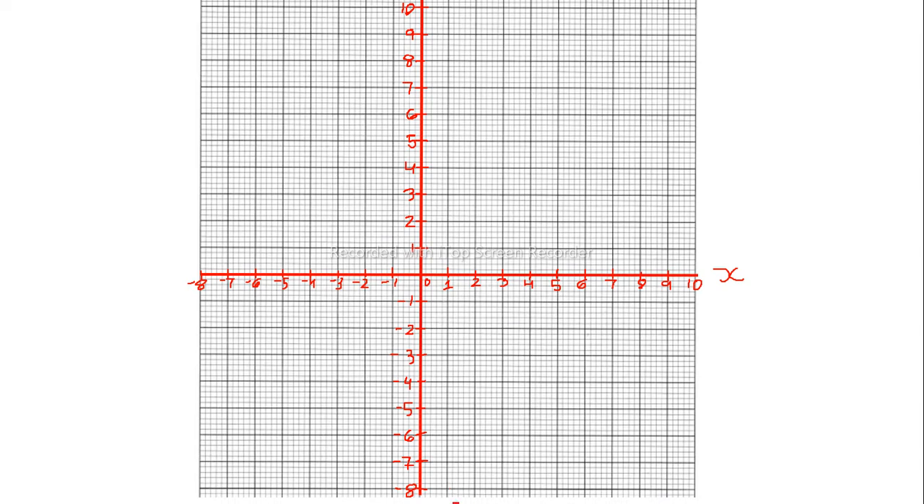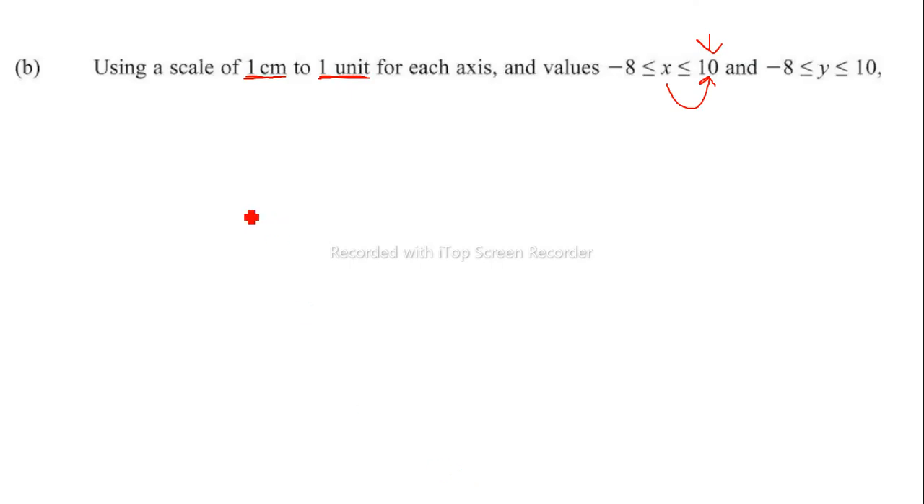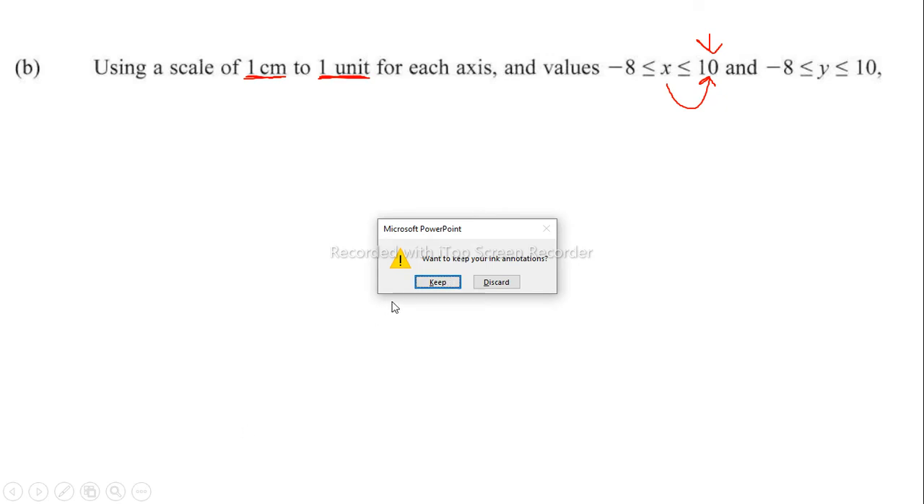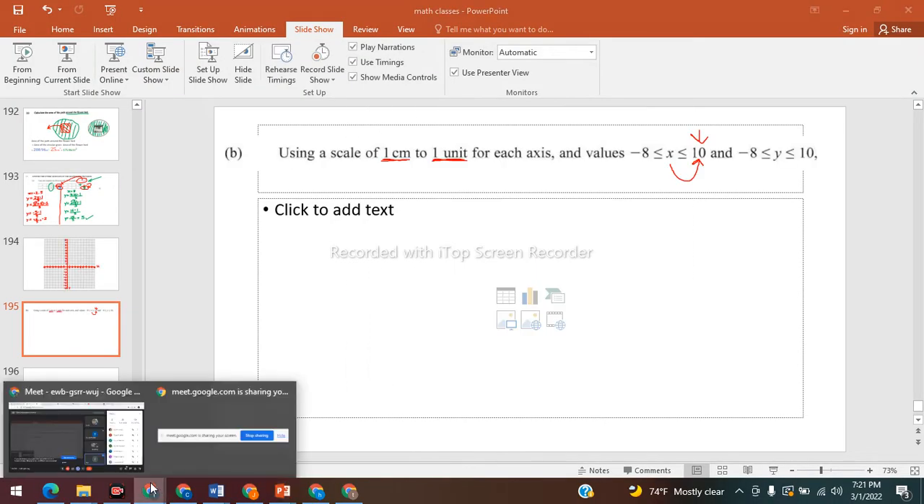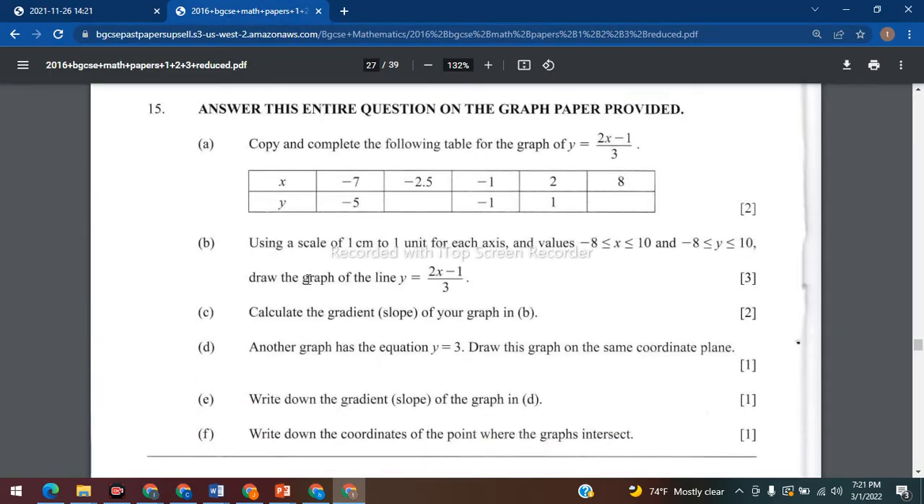Okay, so we're going to call this Y. It's the y-axis. So we have the x-axis and then we have the y-axis. Okay, good. So the question said to use a scale of 1 centimeter to 1 unit for each axis. What else do they say? Then they say, and then draw the line.